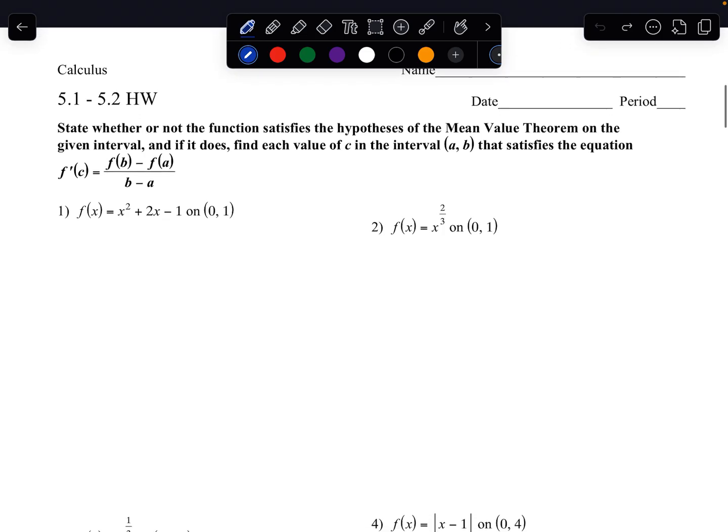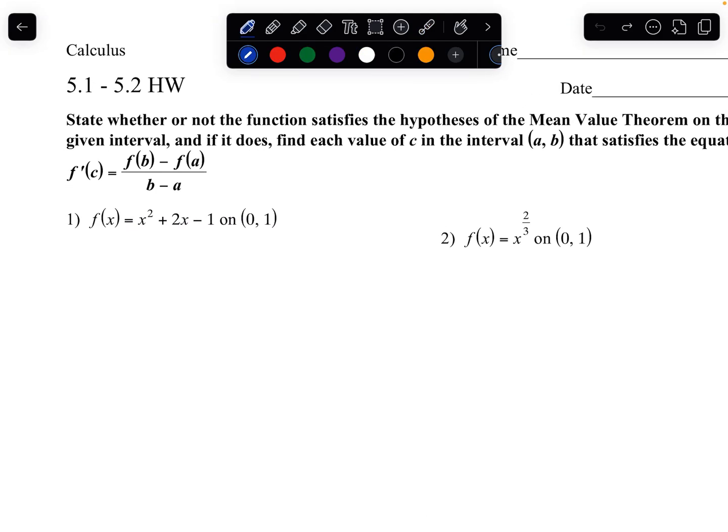So, we have this function right here on interval from 0 to 1. When I'm trying to apply the mean value theorem, first of all, x squared plus 2x minus 1 is a continuous and differentiable function on the interval from 0 to 1. So conditions are met, hypothesis is good, we can use the mean value theorem, which states that the average rate of change is equal to the instantaneous rate of change, or at some point there has to be.